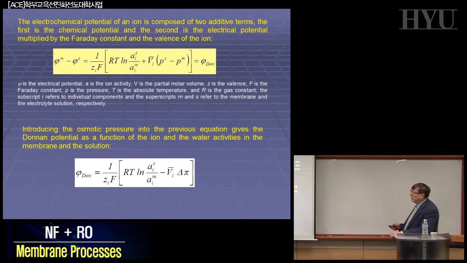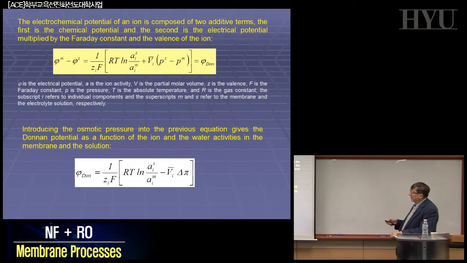What we call the Donnan potential is nothing more than the difference between the electrostatic potential of the ions in the membrane phase and the electrostatic potential of the ions in the solution. So that's what we call the Donnan potential, and that is the potential that is created in order to separate the ions in the system while respecting electroneutrality. This is the kind of expression that we have to consider.